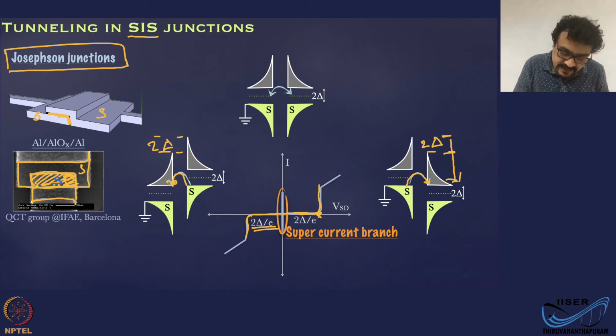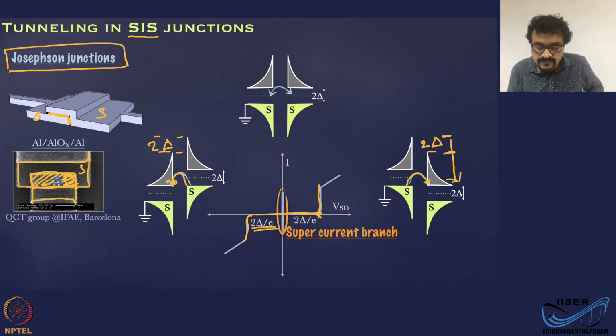So what you are seeing here is again the density of states, because there is no density of states for the electrons or quasi-particles until you extend your bias to 2 delta by e. Now here this actually consists of the density of states of both superconductors, not just one.